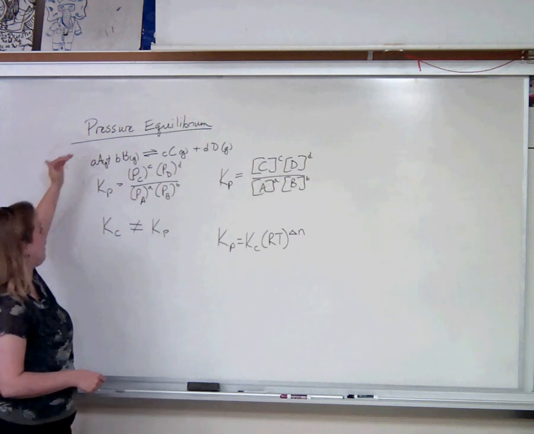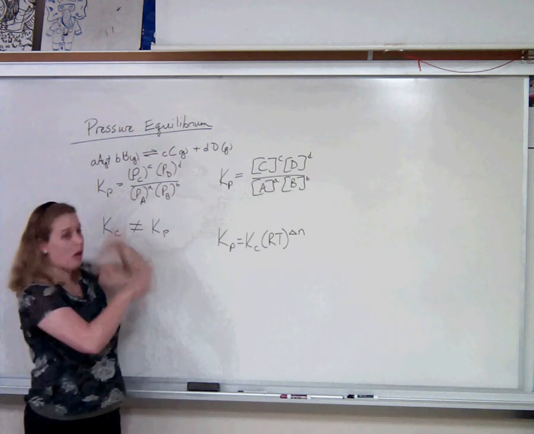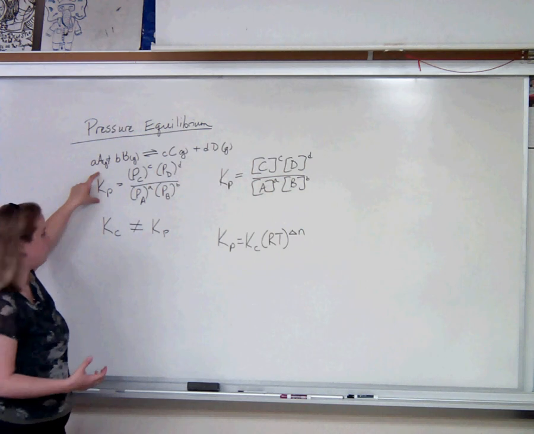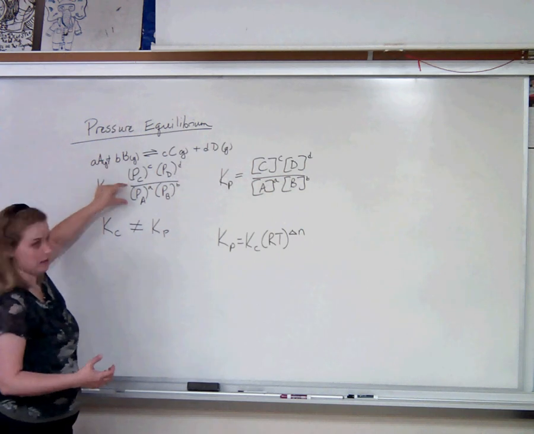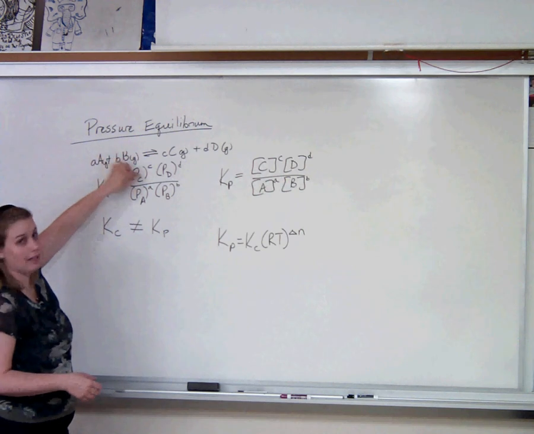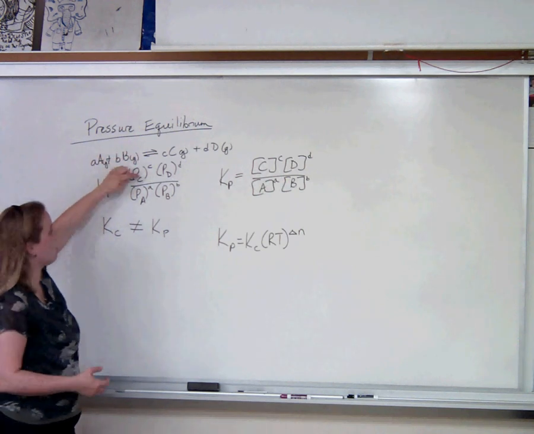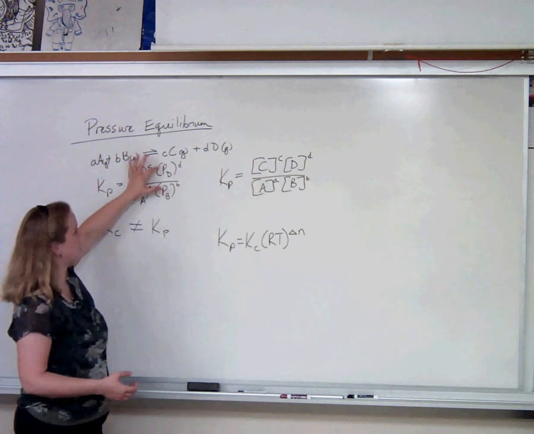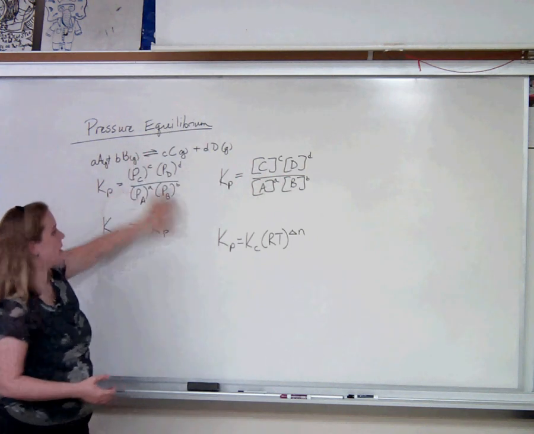So if we have A plus B makes C plus D, and all of them are gases, then you could write a Kp expression of products over reactants still. But the major difference is we don't see the brackets here, we see a giant P. That P stands for pressure. So the pressure of chemical C raised to the C coefficient times the pressure of chemical D, and the pressure of chemical A and pressure of chemical B.